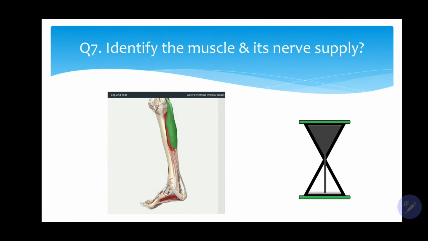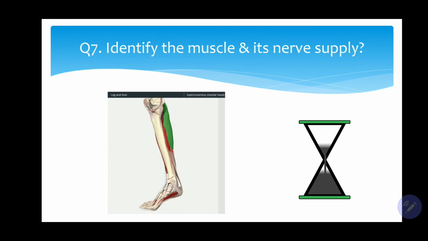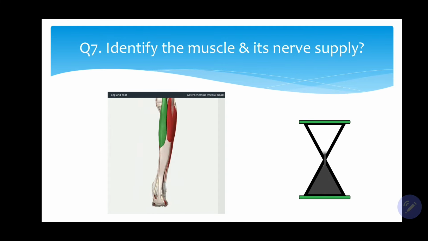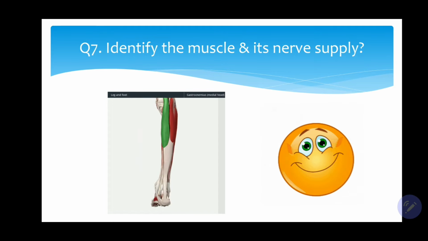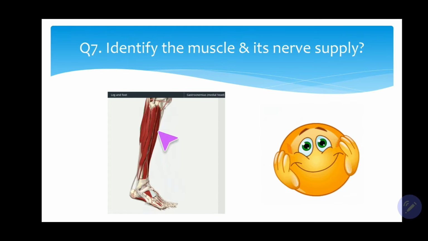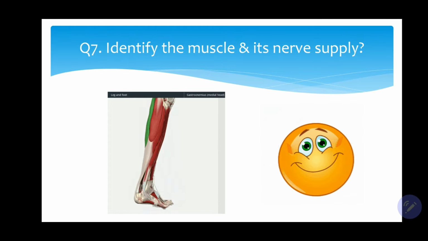Identify the muscle and its nerve supply. The green color muscle. Okay, so the green color portion, this muscle you're seeing is in the back of the leg, right? So we are done with the front of the leg and the lateral compartment of the leg. Now what you're seeing is the muscle of the back of the leg, and in this back of the leg, this muscle you can see is coming from above the knee joint, right? So that means it's coming from the femur, right?